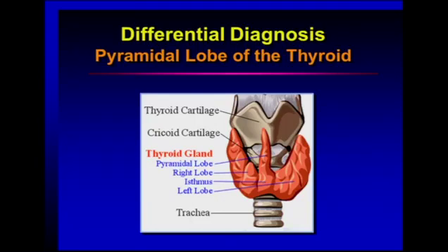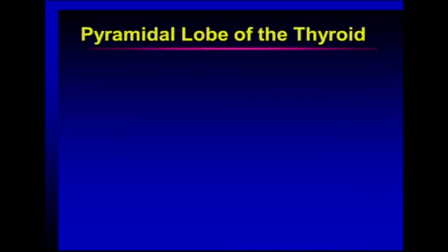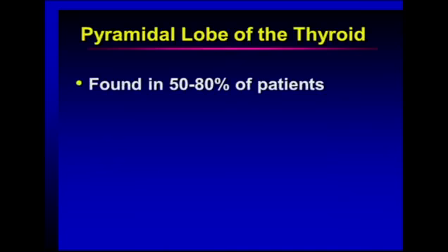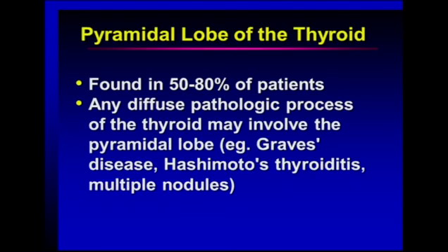pyramidal lobe of the thyroid, which extends up medially from the isthmus of the thyroid. And this, surprisingly, is not uncommon. Pyramidal lobes are found in about 50 to 80% of patients. Sometimes they're very small, but other times can be quite long. And the importance is that any diffuse pathologic process of the thyroid can also involve the pyramidal lobe, such as Graves' disease, Hashimoto's, or multiple thyroid nodules.